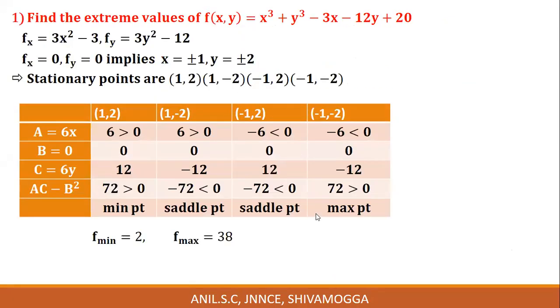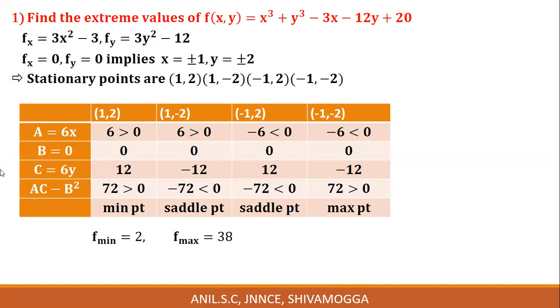So, find the extreme values, that means maximum and minimum values of the function. Find the extreme values of f of x comma y is equal to x cube plus y cube minus 3x minus 12y plus 20. This is f of x comma y.